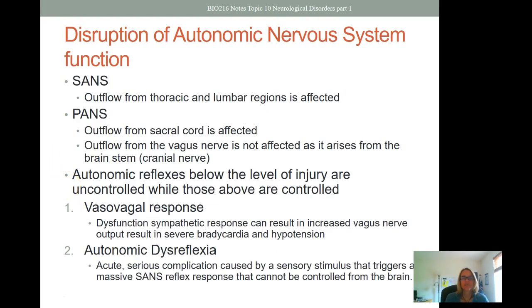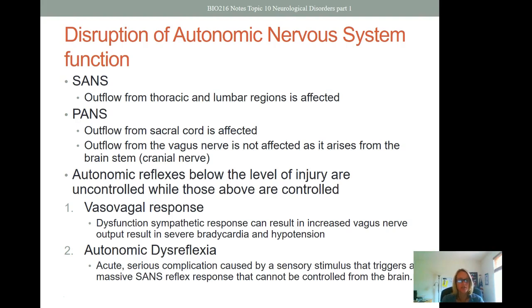Let's look at disruption of autonomic nervous system function. For the sympathetic nervous system, the outflow from the thoracic and lumbar regions is affected if the injury is above or within that region. For the parasympathetic, outflow from the sacral cord is affected, but outflow from the vagus nerve is not affected, because that actually comes from the brainstem. It's one of the cranial nerves rather than a spinal nerve. Autonomic reflexes below the level of injury are going to be uncontrolled, while those above are controlled.